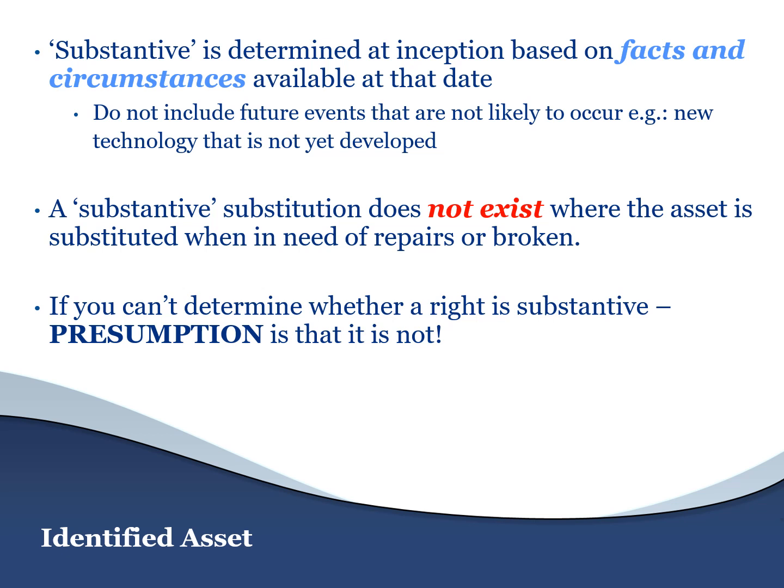is it substantive today? It also says that a substantive substitution does not exist where the asset is substituted where it needs repairs or is broken. And I think that makes a lot of sense. So if I'm renting you a certain type of asset, if that asset breaks down and I bring in another one either temporarily or I have to replace it because quite simply it's broken down, that would not be a substantive right. That's clearly just an obligation I've got within the lease.